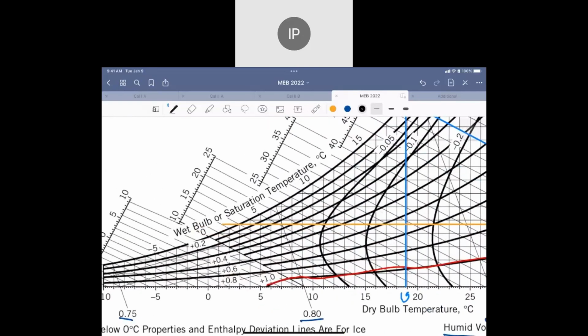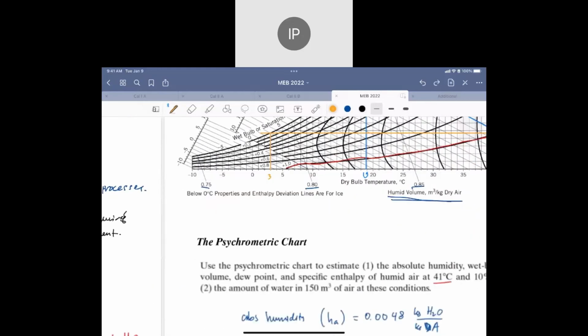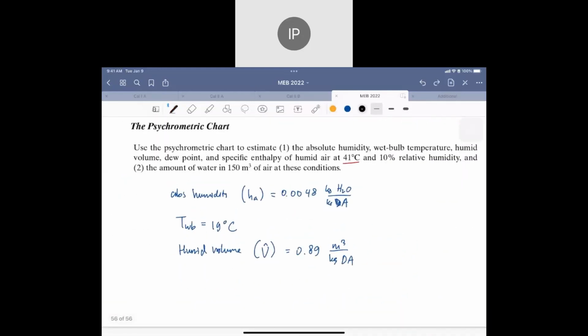So the temperature we need is this. This is 3, 4, right? So it's 3 degrees Celsius. So that will be the dew point. Okay. And what else? Specific enthalpy.